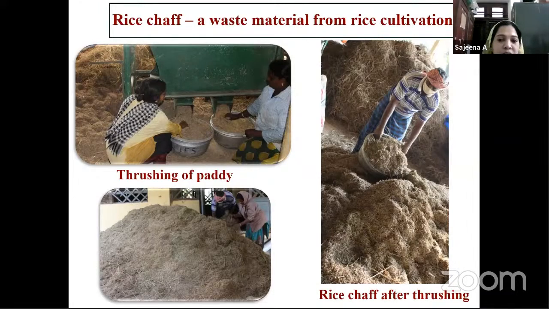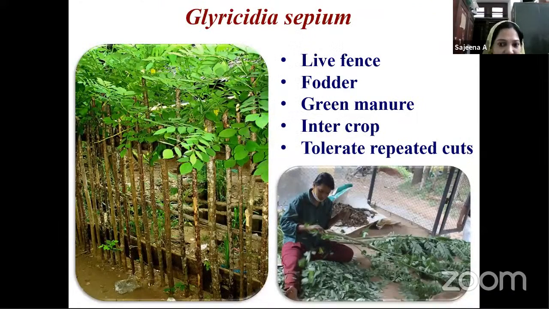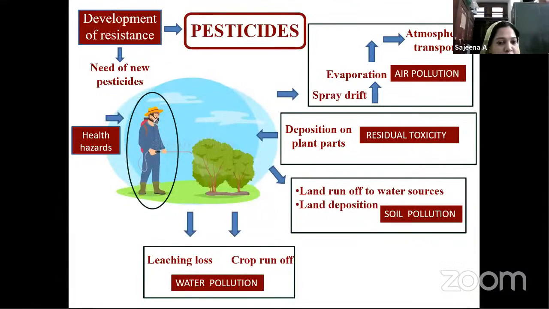In Kerala, Gliricidia sepium is a particular plant which is commonly used as a live fence, also as a fodder, green manure crop, and intercrop. It can tolerate repeated cuts. So these leaves can also be further used for some beneficial purpose.